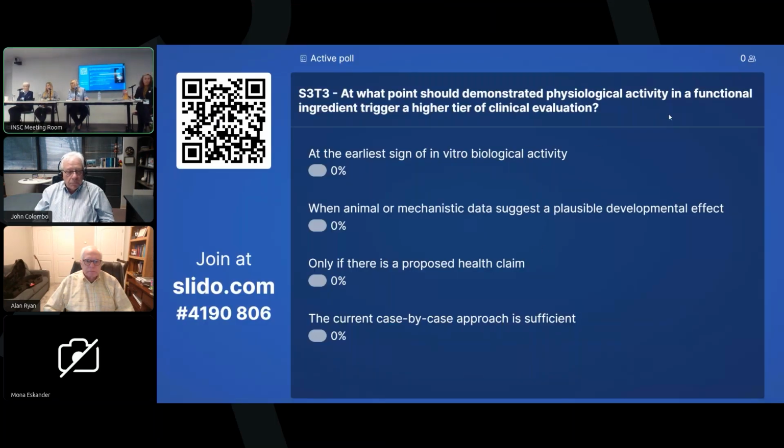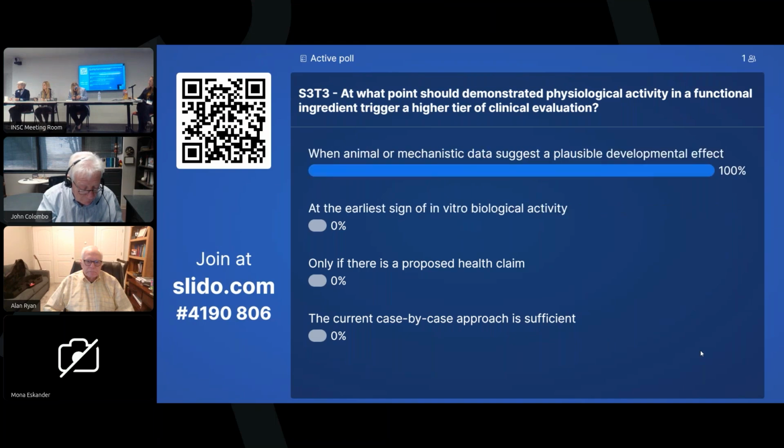Well, let's wrap this one up first. This is the threshold of evidence question. At what point should demonstrated physiological activity in a functional ingredient trigger a higher tier of clinical evaluation? If you look at the response options, we are throwing in benefit in addition to safety. We'll see what you answer.